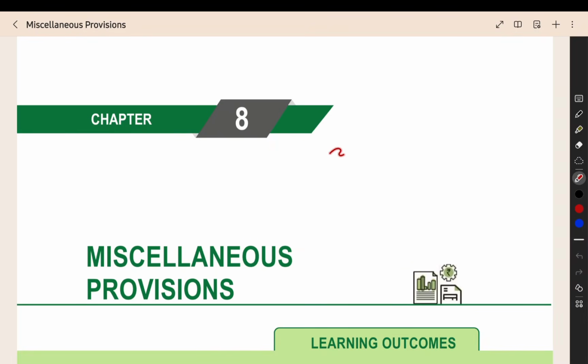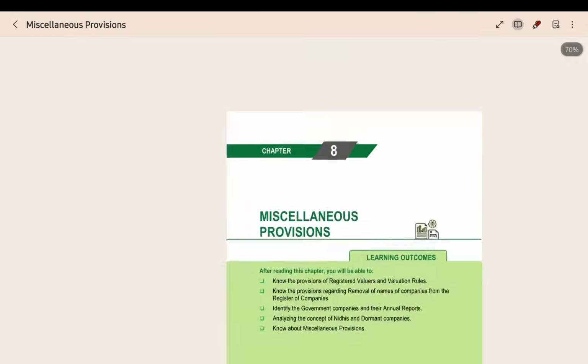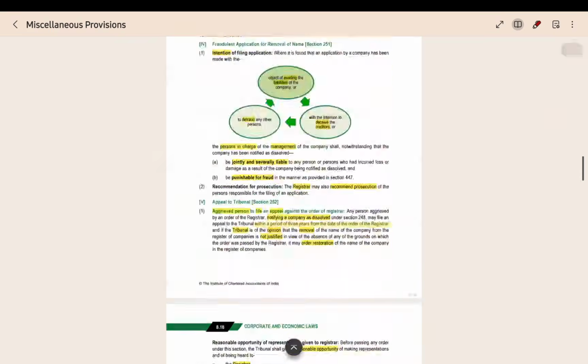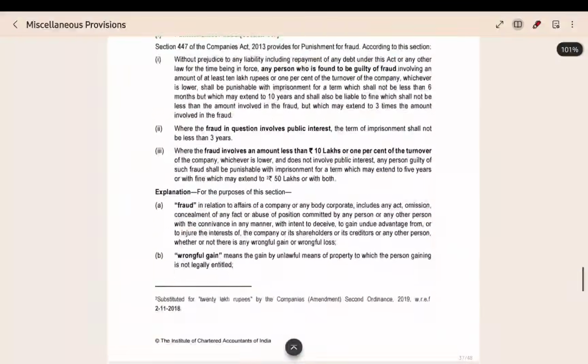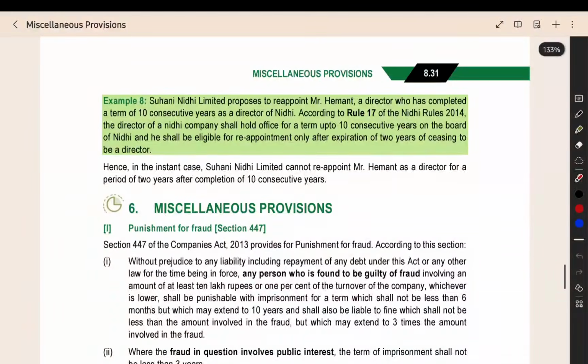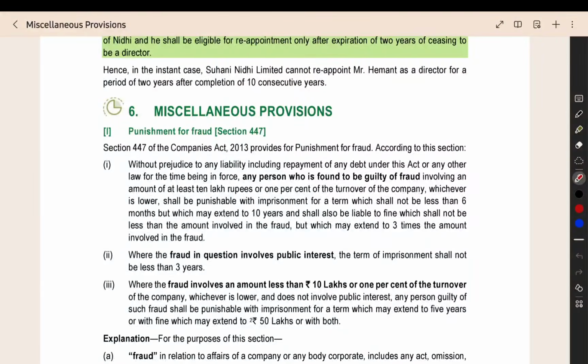Now we have completed the miscellaneous chapter, chapter number 8 in company law. Everything we have covered in this chapter, but only one we did not cover. That I will tell you now. Here, section number 447, which is for fraud, I did not cover. This is a simple section where you have to see the penalty. For fraud, if you are chargeable under section 447, what is the imprisonment or fine that you will get. It is a very simple section. When you read it, you will understand it easily. So I am not covering it. You can do this by yourself. Other than this, everything we have covered.